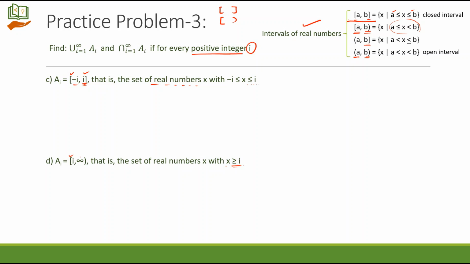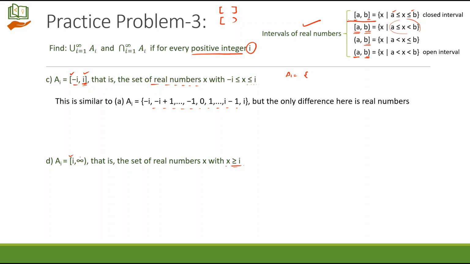Let's take C: minus i comma i. What is this actually? Minus i to plus i. A1 is equal to -1, 0, 1. So from minus i to plus i means from -1 to +1 the range should run. What about A2? -2, -1, 0, 1, 2. So if i is equal to 1, the range should be -1 to 1. If i is equal to 2, the range should be -2 to 2.